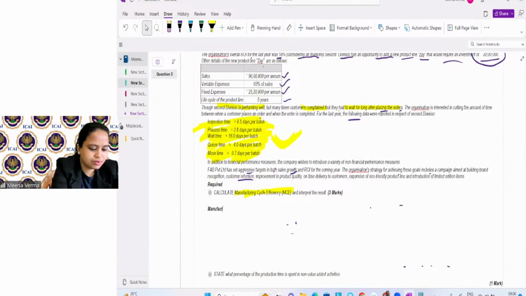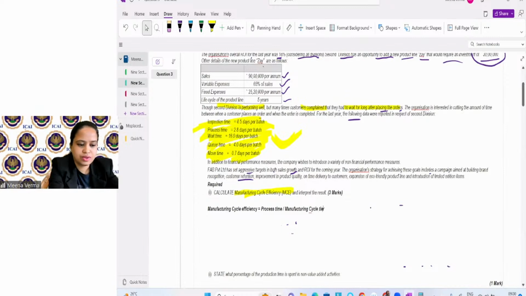Manufacturing cycle efficiency. We consider the process time and the manufacturing cycle time. This was the formula, right? I hope you remember. Now you know that manufacturing cycle time will include all the time from receiving the order to serving the order. So all the time will be considered here.